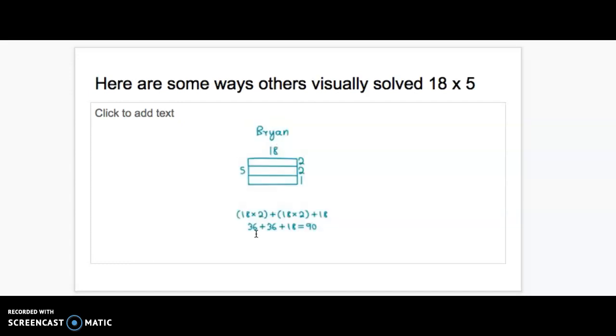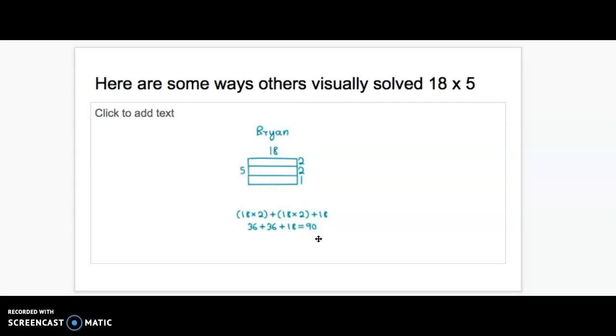Brian, on the other hand, has decided that he's going to separate the 5 into groups that are easier for him to work with. So he has split the 5 into groups of 2, 2 and 1, because that equals up to 5. So he's done 2 times 18 is 36, 2 times 18 is 36, and then 1 times 18 is 18. He's added those three numbers together. 36 plus 36 plus 18 equals 90.